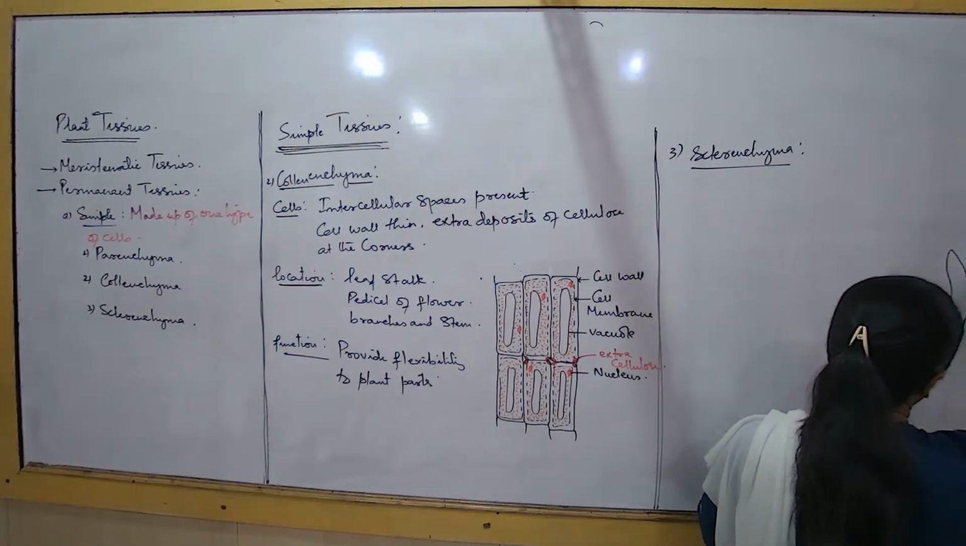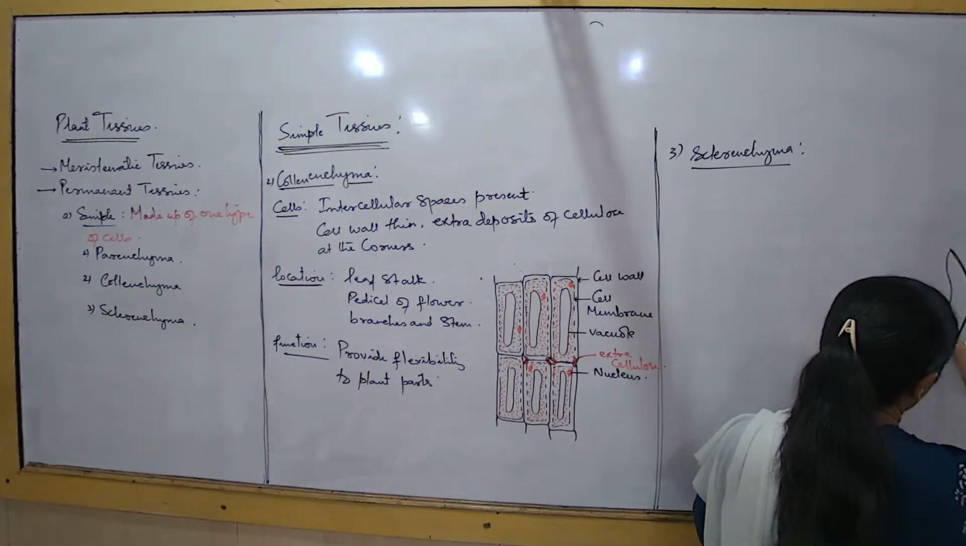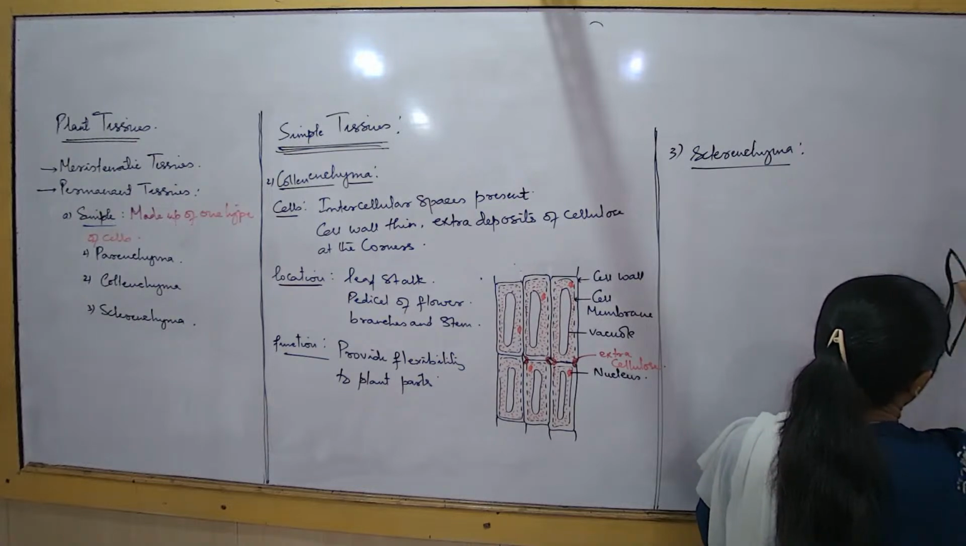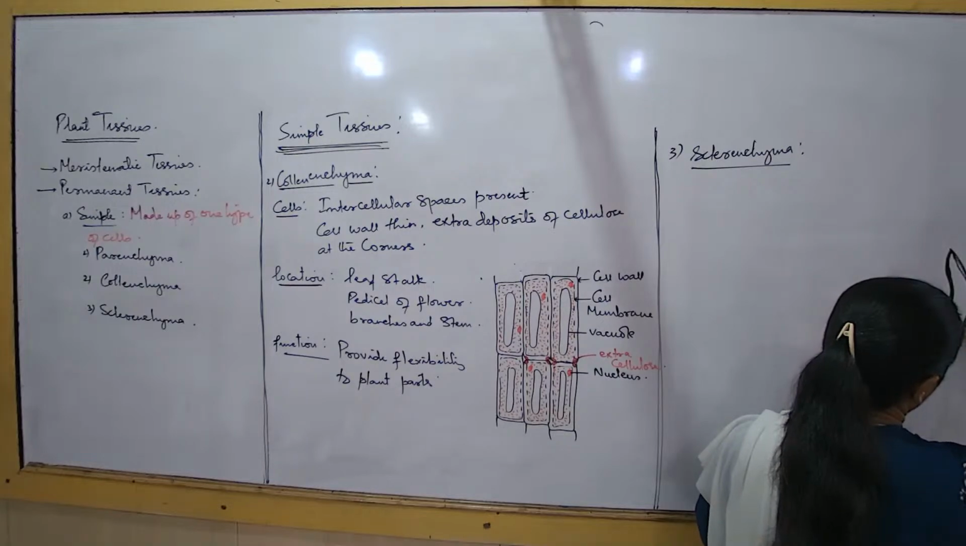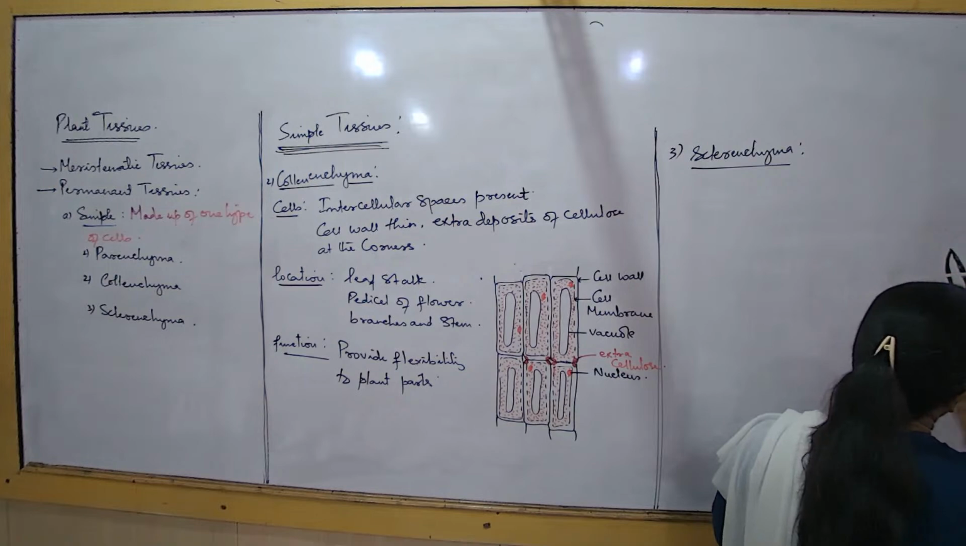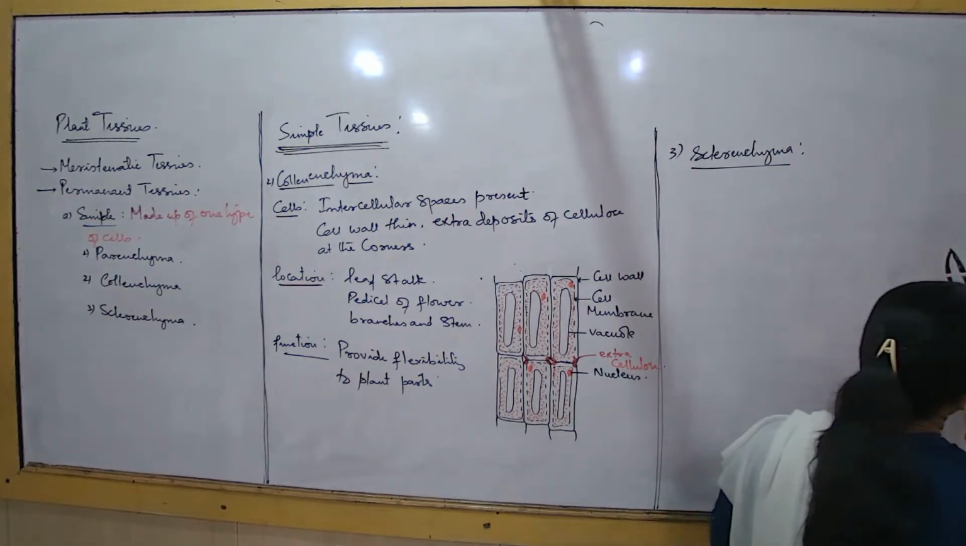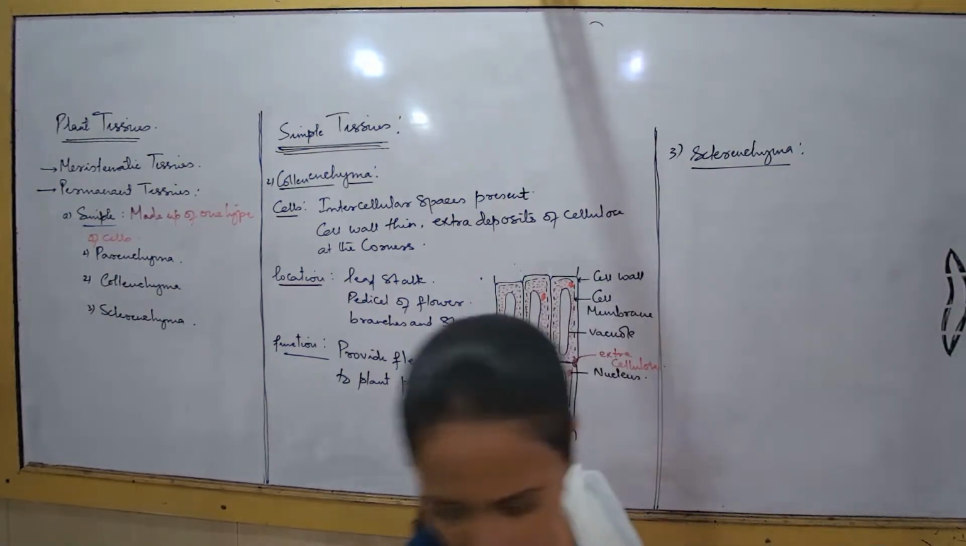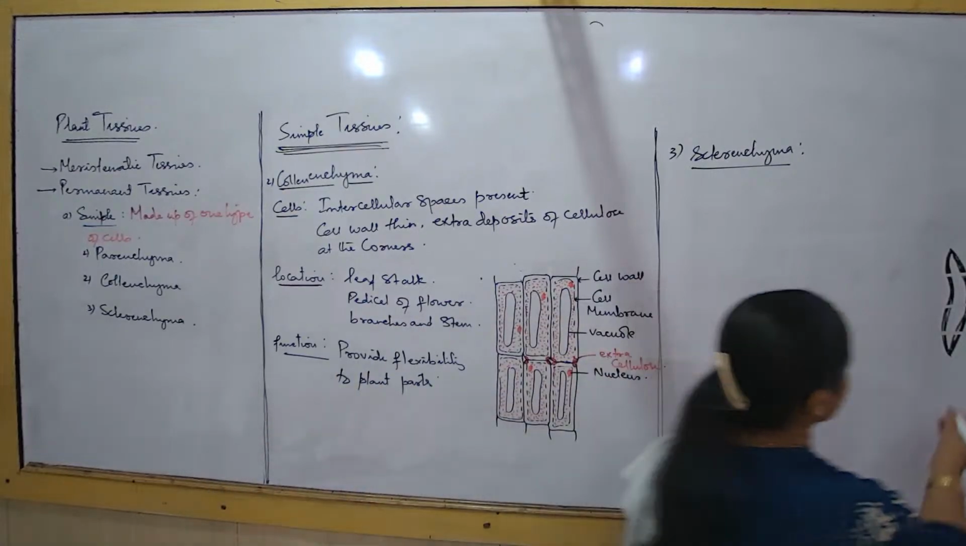The cells are like this. Individual cells are like this when we talk about the sclerenchyma. But then the cell wall is excessively thick, like this. And on top of that, there are certain openings this way.